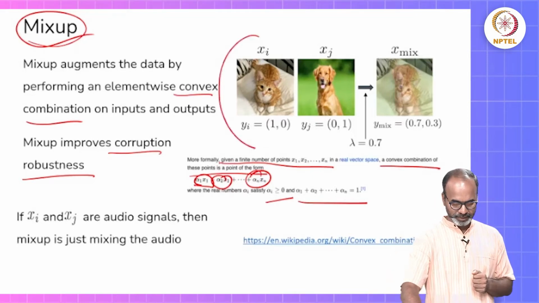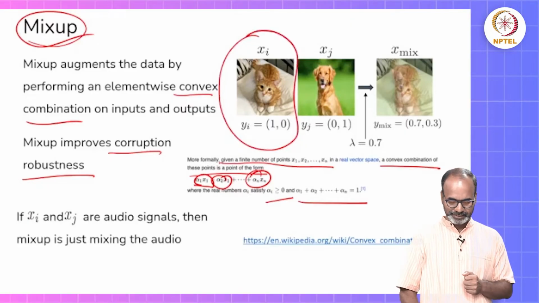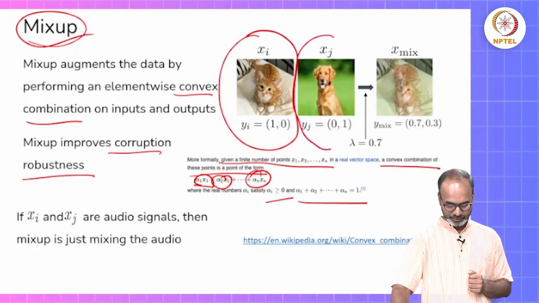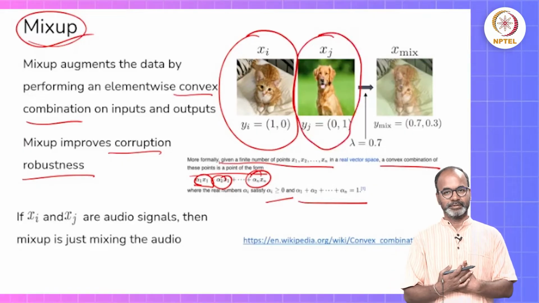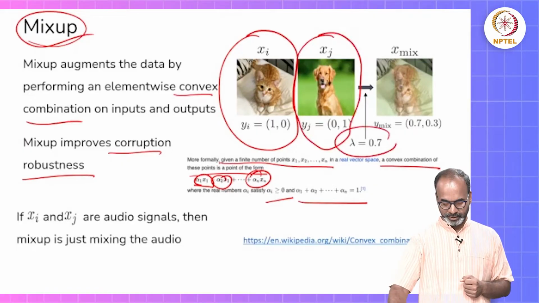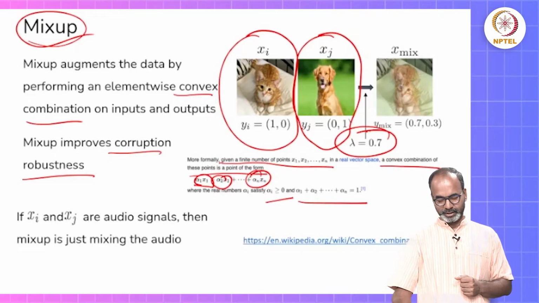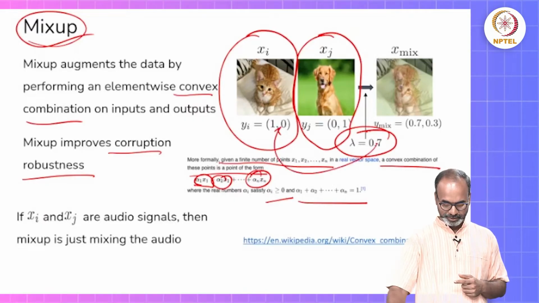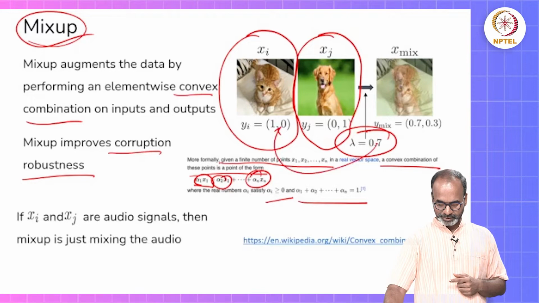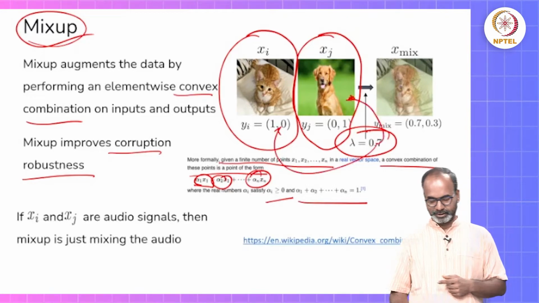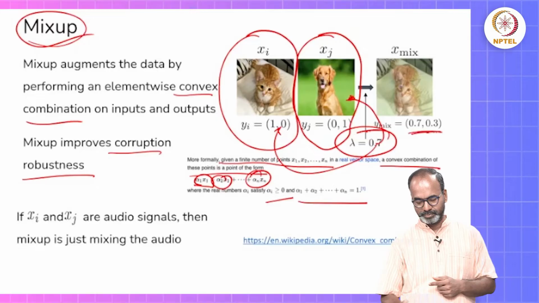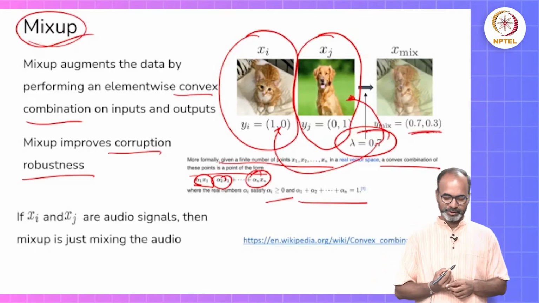Here is an image of a cat, an image of a dog, and I want to do mixup between these two with my alpha being 0.7. And if you see, this is what will happen. Combined here, element-wise combination. So this one would get multiplied here, right? This one will get multiplied here. So you will get an effect of 0.7 and 0.3 here. So that's the mixup.